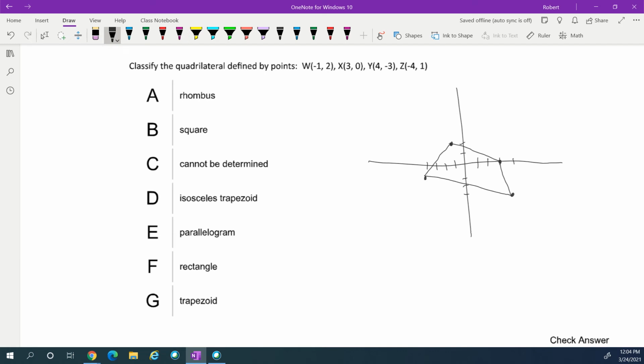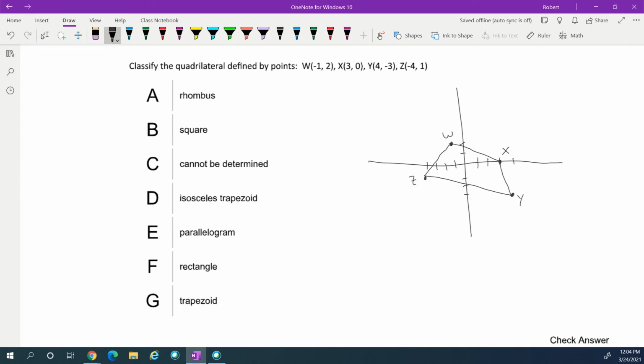So that's my picture. Now, is my picture perfect? Of course not. Do I start to have an idea of what it is? I do. It doesn't look like a parallelogram. It looks like it's closer to a trapezoid. But I need to find out. I need to make sure. So we should have labeled our points W, X, Y, and Z.